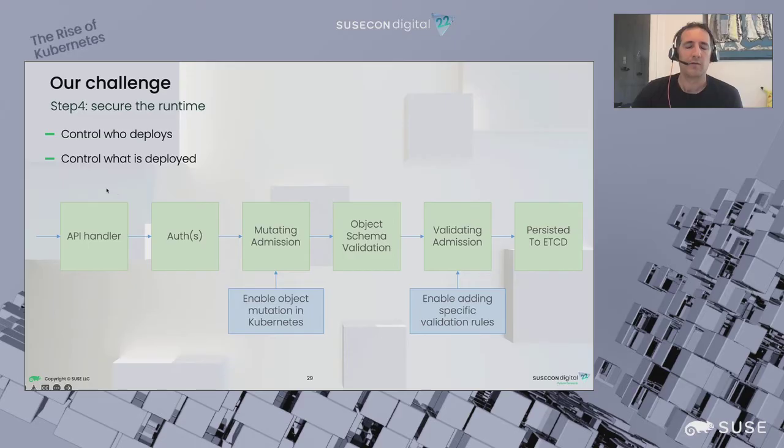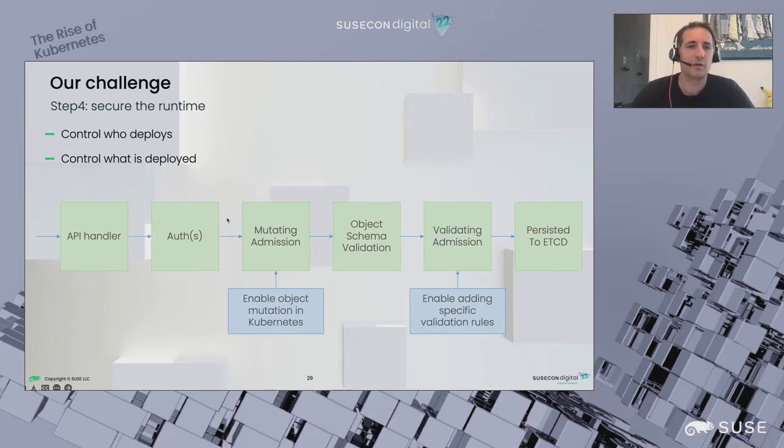And finally, we want to also be able to control what is deployed. So I will just give you an example. For instance, imagine that someone is deploying a Kubernetes workload as a daemon set. This workload will be deployed on each node, and imagine that this workload has a memory leak, for instance, or is a virus. We don't want that to be feasible. So we will need to control what is deployed, and for that, Kubernetes offers 2 ways of doing that.